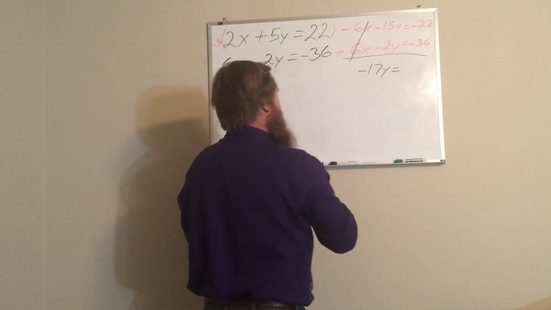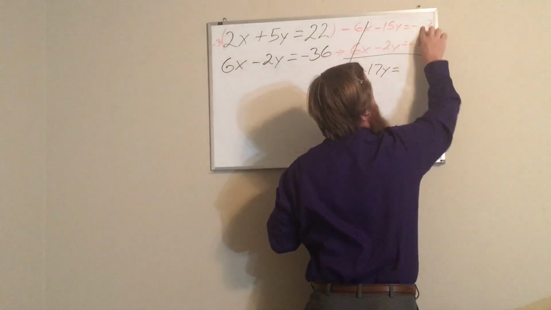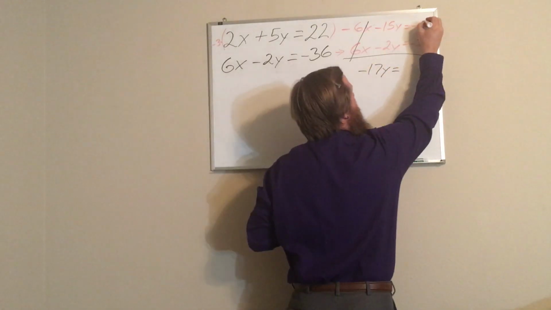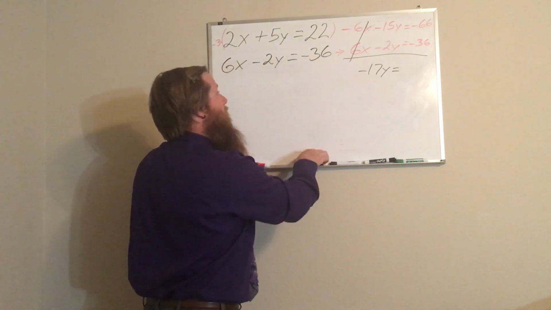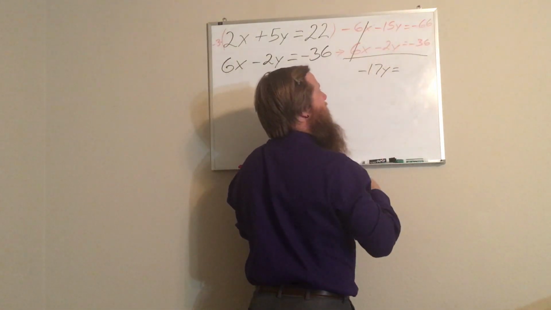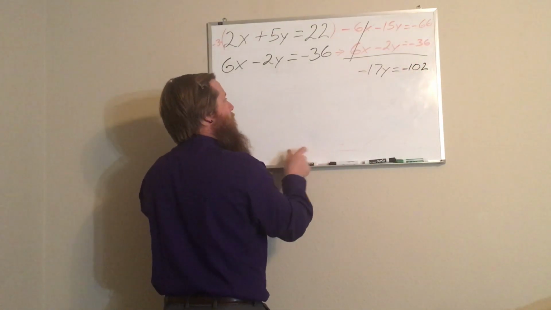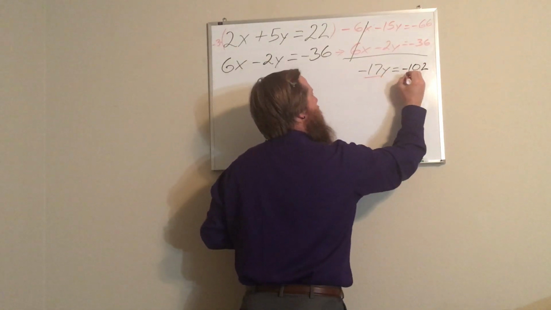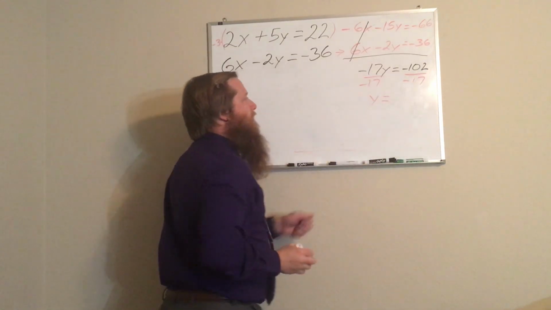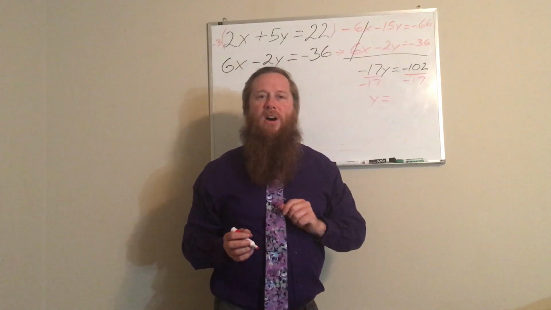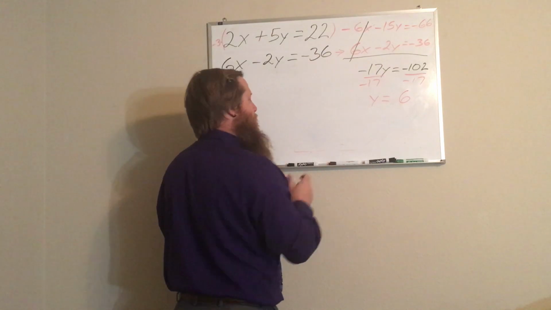Whoops, I'm sorry. I'd like to point out a mistake. Negative 3 times 22 is not negative 22. This should have actually been negative 66. Mistakes happen even on the internet. Negative 66 minus 36 is a sum of negative 102. So now we divide both sides by negative 17. And we know that negative divided by negative is a positive. So 102 divided by 17, positive 6.